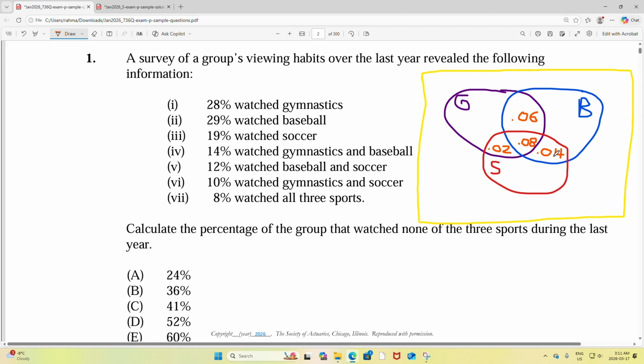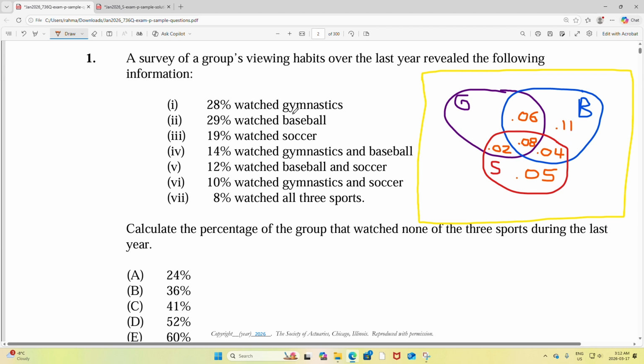Now 19% watch soccer. So the whole circle here is soccer. If that has to add up to 19, what do we have here? We have 8 plus 4 is 12, plus 2 is 14. So this section has to be 5. And 29% watch baseball. So we have, I think, 18, and that leaves 11.